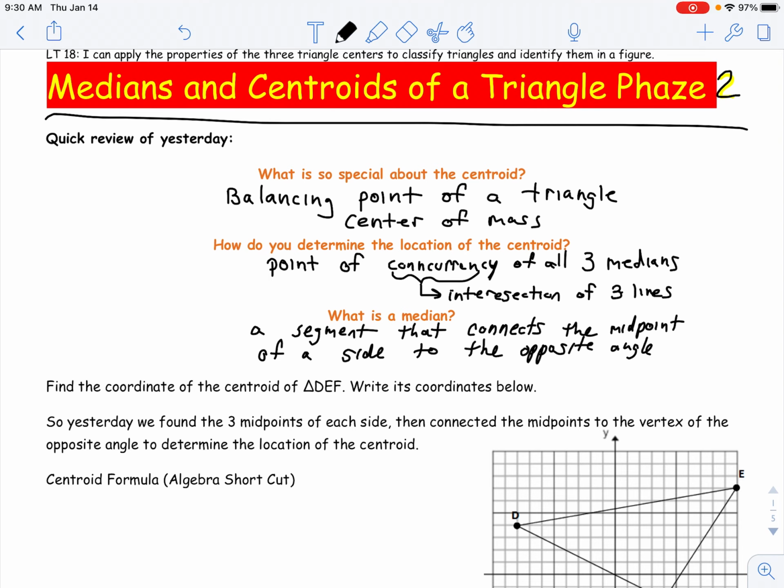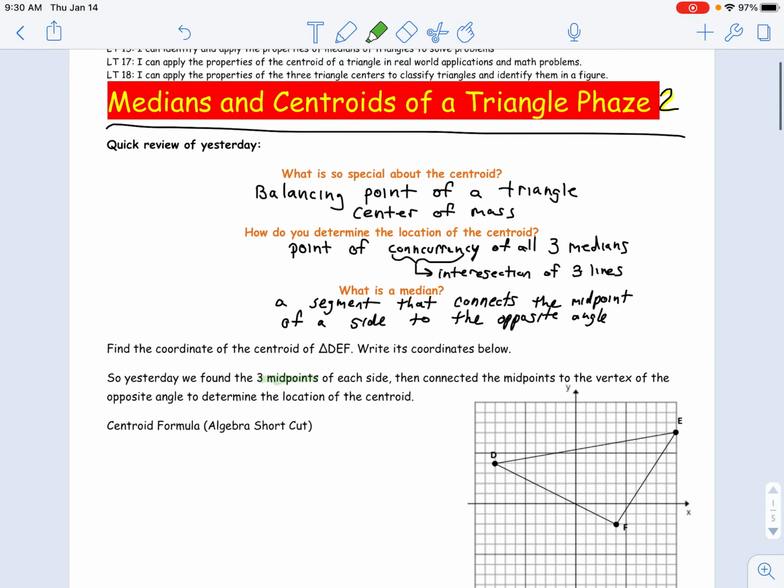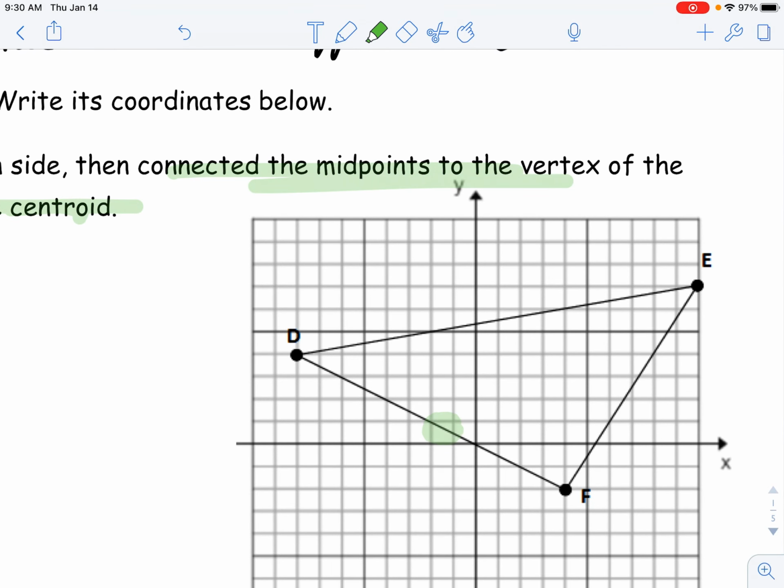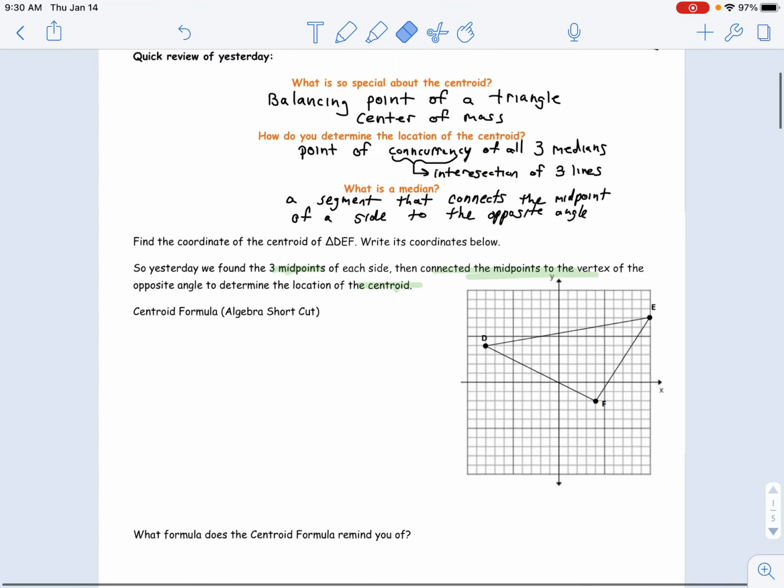All right. So we practiced a whole bunch of things about medians yesterday, if you can recall. We would find the three midpoints of each side. Then we would connect the midpoints to the vertex to determine the location of the centroid. So really fast, this isn't going to be completely accurate, so don't even write this down. But you'd say, okay, these are the three midpoints. Then you connect, that's a median, that's a median, and that's a median. And where they all intersect, you'd say, okay, that's my balancing point.